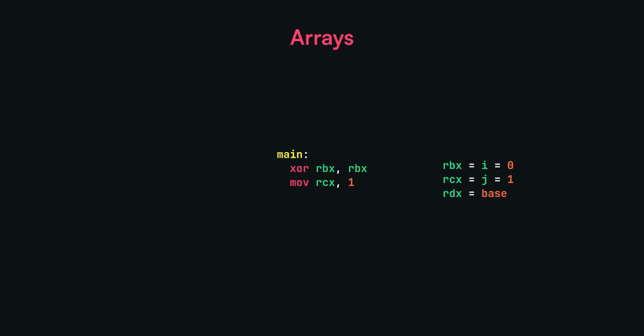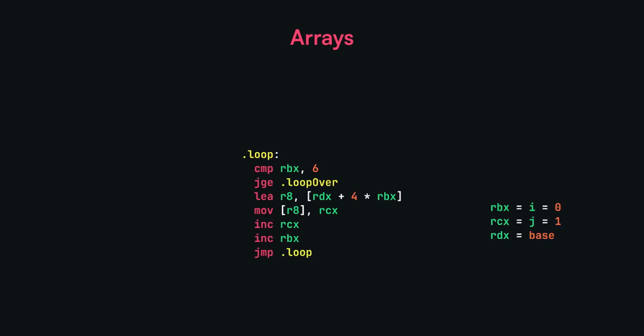Also remember that the RDX register contains the base address of the array. In the next block, the first thing it does is check if RCX is greater than or equal to 6, which is just a way to check the loop condition, which is I is less than 6. If that is true, the loop ends as it should. In the next line, it's doing a calculation, which is just the formula we discussed earlier to find the nth element of any array. Let's rename these things so they are a bit clearer.